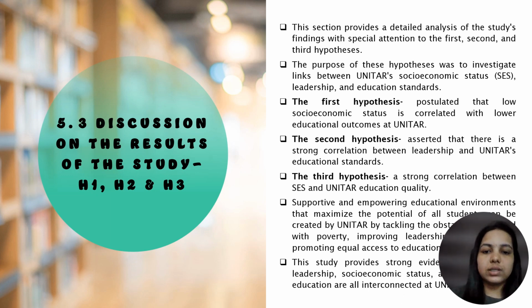In conclusion, this study provides strong evidence that poverty, leadership, socioeconomic status, and the quality of education are all interconnected at UNITAR. The findings suggest taking proactive steps to improve leadership practices and increase educational equity, as well as address issues associated with poverty. By taking these steps, UNITAR will be better able to provide its children with a safe and enriching learning environment, increasing their chances for success in school.